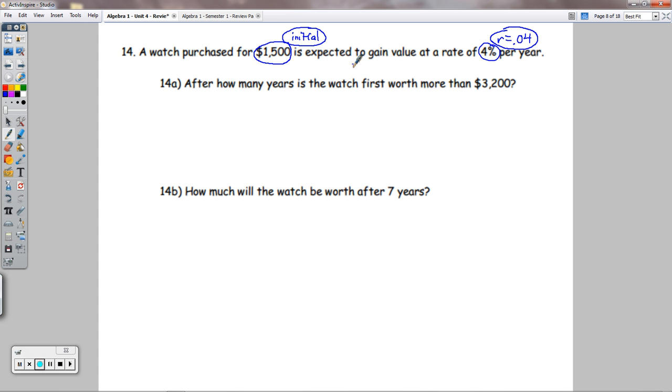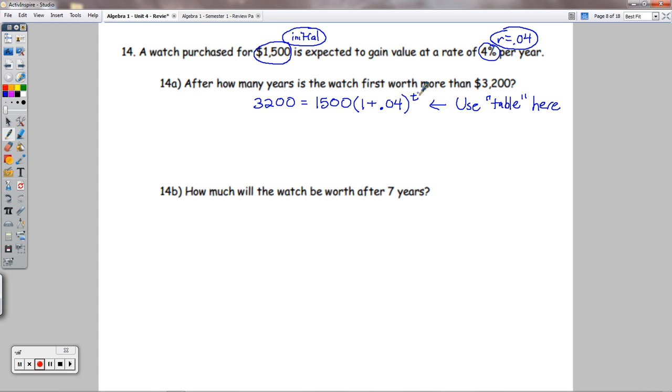And then after how many years is the watch first worth more than $3,200? So we're saying, when is this true? When does that actually equal 1,500 times 1, and we're saying gaining value, so plus 0.04 to the t power. Here again, we use the table on your calculator. If you don't know logarithms, like if you're one of my Algebra 1 students, we don't know what those are yet, so we're going to use the technology to help us figure this out. We want to figure out where this is first worth more than that.